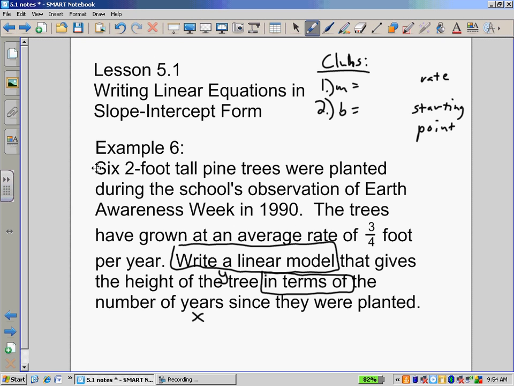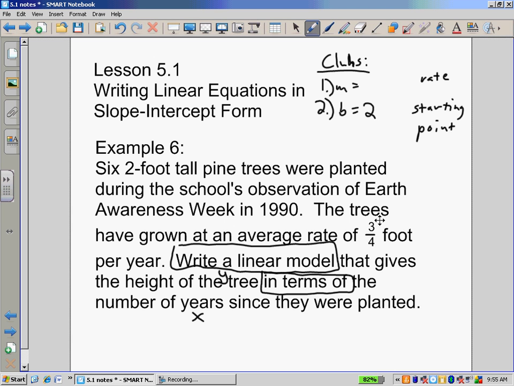Let's see, six 2-foot-tall pine trees. All right, so 2 feet tall were planted at the beginning in 1990. Now, does that sound like a rate, change in time, or a starting point? It's definitely a starting point. You start at 2 feet tall.